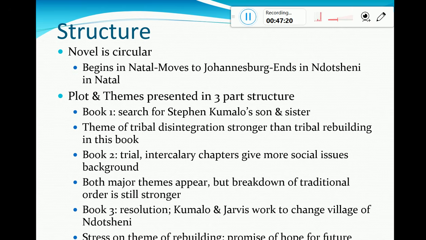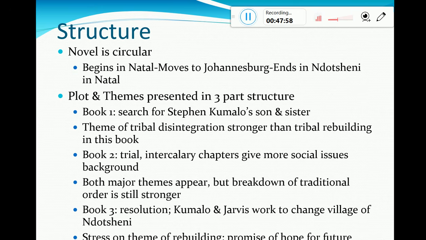And then in book 2, we see the trial, the trial for the murder of Arthur Jarvis. The chapter gives more detail of social issues and background, such as inequalities between black and white, where we see white people fighting because they don't feel safe, especially now that Joburg is being shaken by the death of Arthur Jarvis. Remember, Arthur Jarvis was a prominent figure and an important figure for both the black and white communities. Both major themes appear, but breakdown of traditional order is still stronger in book 2.